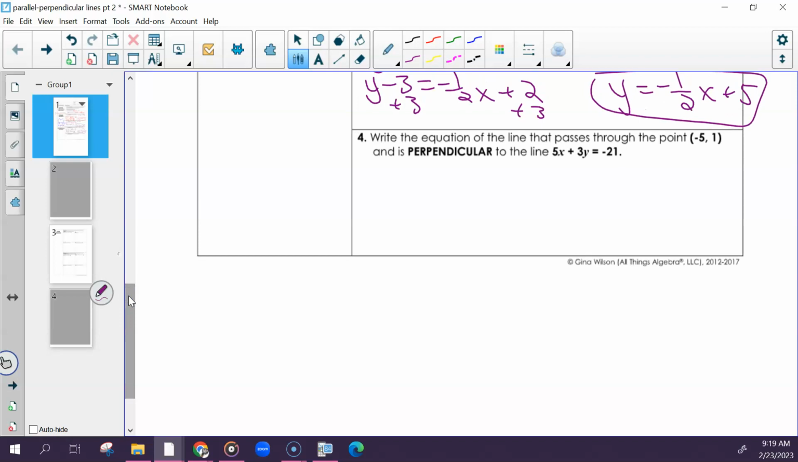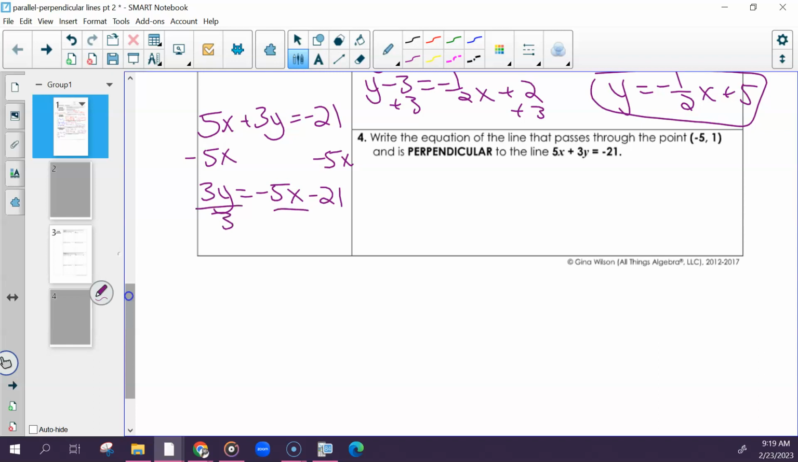This one is just like the last, but now we have to solve this equation first. So let's do that. Subtract your 5x from both sides. So we have negative 5x minus 21. Divide everything by 3. So we have negative 5 over 3 x minus 7.